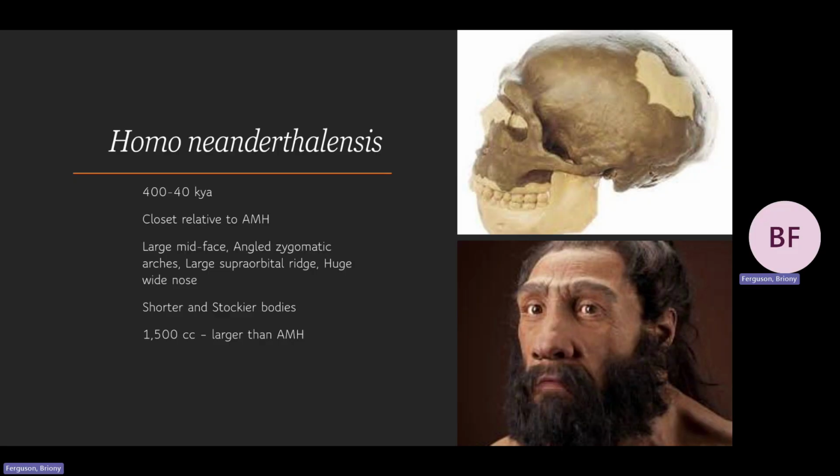By the time we get to Homo neanderthalensis, we can see that the cranial capacity has gotten larger. However, despite being the closest relative to anatomically modern humans, or Homo sapiens, they were actually much shorter and stockier. They also had a large midface, an angled zygomatic arch, large supraorbital ridge or brow bone, and then a very wide and large nose.